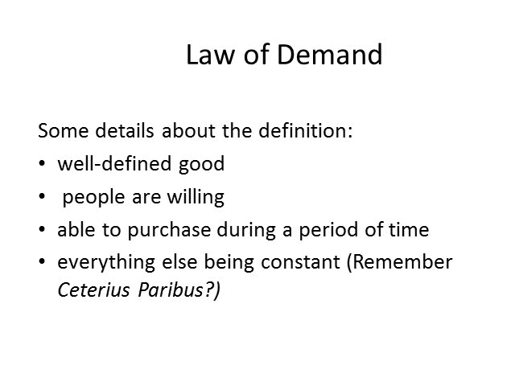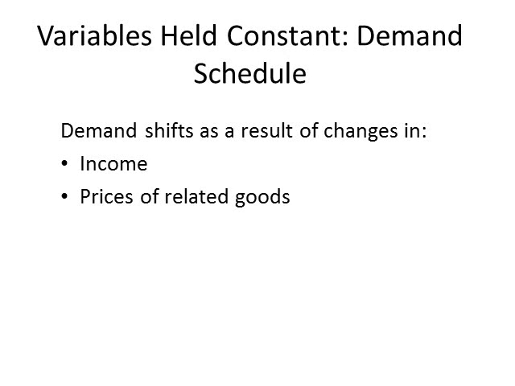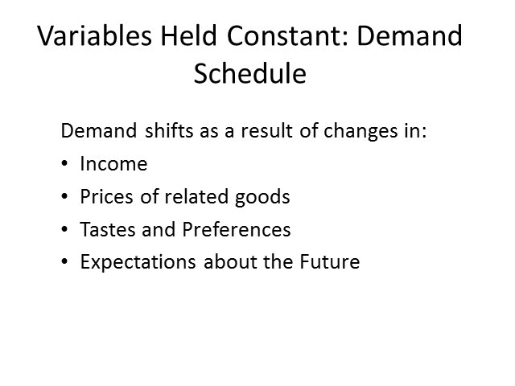Fourth, all other variables are assumed to be held constant. The variables that are held constant are income, prices of related goods, tastes and preferences of the consumers, the expectations about the future, number of buyers, and the exchange rate.